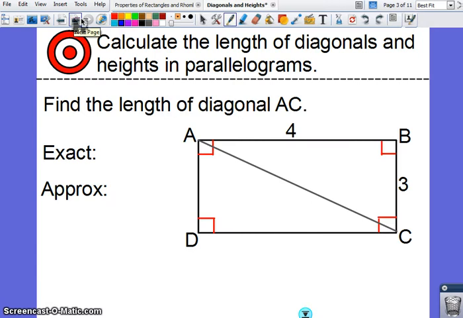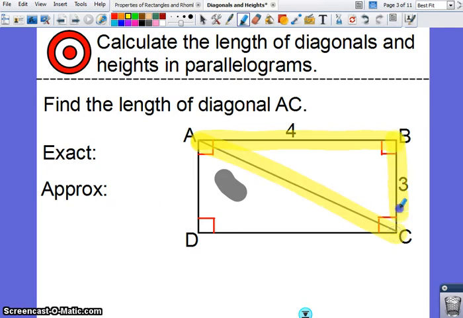Alright, so this is the fun part. If I want to find the length of the diagonal AC, and I know it's a rectangle because of all these right angles, well, notice that in this rectangle, since I have right angles, I have these lovely right triangles going on there. And we know something about the sides of right triangles. We know that if we take a right triangle and we know 2 of its sides, we can find the third one using our Pythagorean theorem. So a squared plus b squared equals c squared.